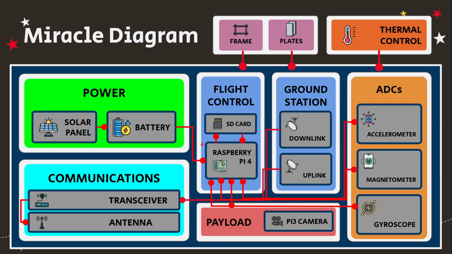And the Raspberry Pi and the CubeSat is able to communicate with the ground station thanks to the uplink, which sends commands from Earth to the satellite, and downlink, which sends collected data back to Earth for analysis. And this is done all through the communications units of the Raspberry Pi 4, which include the transceiver and the antenna.